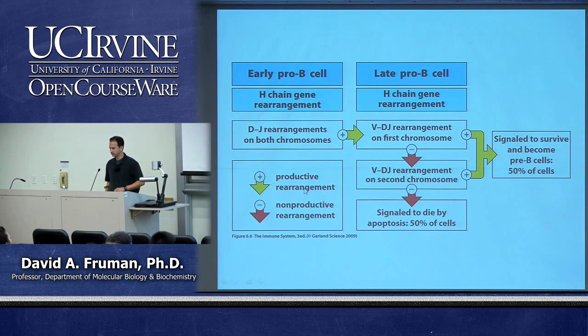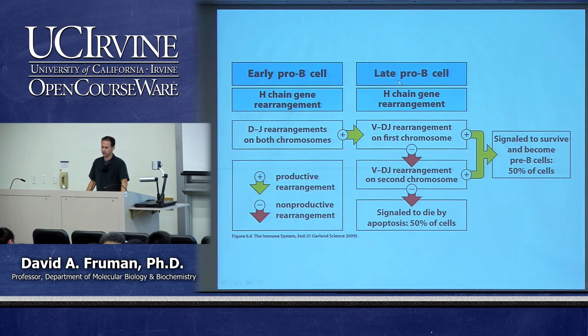So let's go stage by stage in B cell development. If you remember, the earliest stage of a committed B cell is called the early pro-B cell stage. And at this stage, you actually have both chromosomes for the heavy chain active, undergoing D and J rearrangements. There's no screening at this point for productive rearrangements because no proteins are being produced anyway. That doesn't happen until the later stage. So all you need to know about the early pro-B cell stage is that you get a D and J rearrangement on each chromosome. That allows you to transition to the late pro-B cell stage.